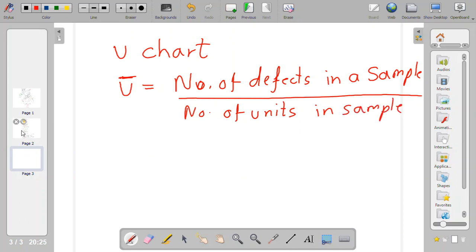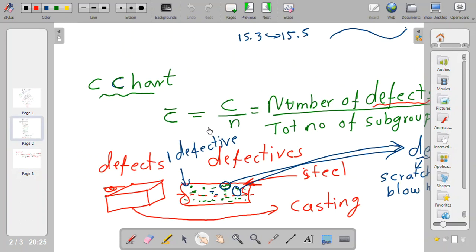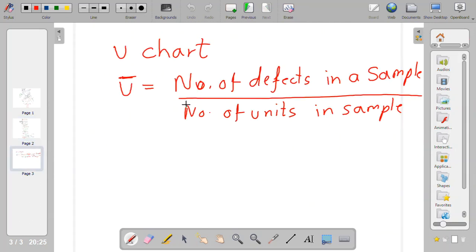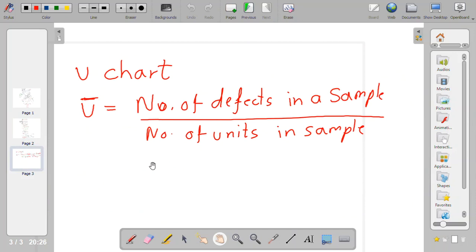Okay, so don't get confused between U chart and C chart. In both charts we are using defects only. In both charts we are using number of defects only, but here what difference you can see? Here also we are considering number of defects in a sample. In full lot, right? In full subgroups.